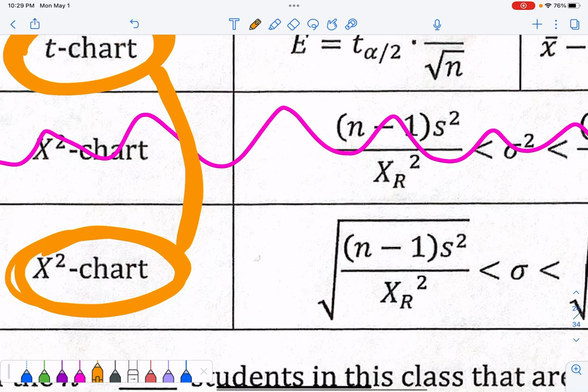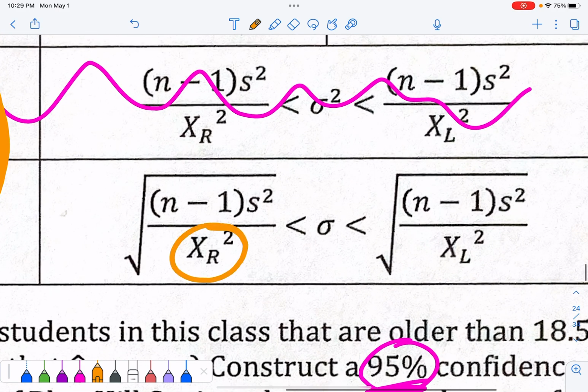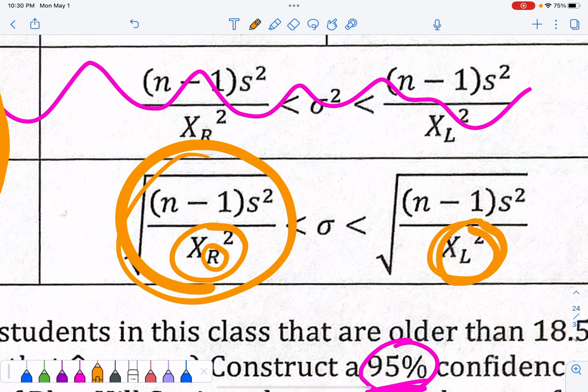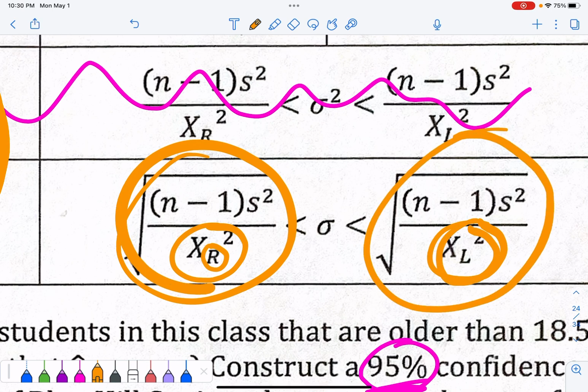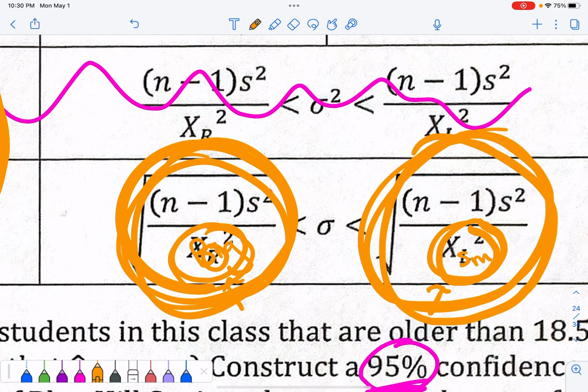The chi-squared chart, you will have 2 different numbers, okay? They will be your chi-squared right and your chi-squared left number, okay? And those 2 numbers go here, but they switch places. So the right one is on the left side of the equation. The left one is on the right side of the equation. And if you remember doing this when we did this in class, you put the right one here and the left one here, because when you're dividing by a bigger number, it's going to give you a smaller value. If you're dividing by a smaller number, it's going to give you a bigger value, okay? So that's why we crisscross those, and the right one goes on the left and the left one goes on the right, okay?